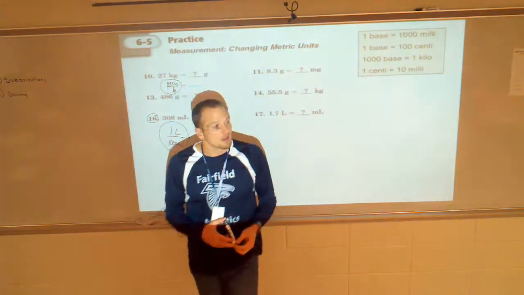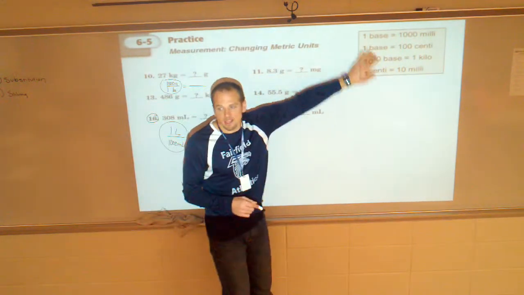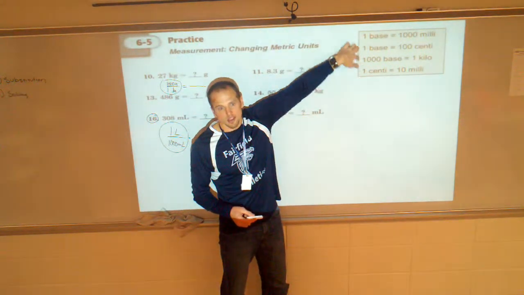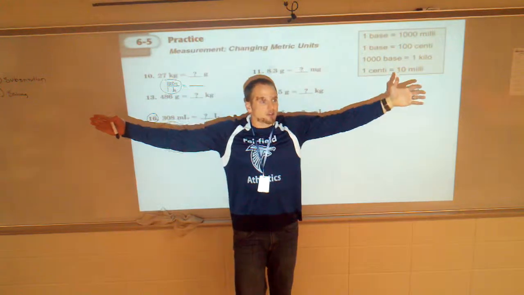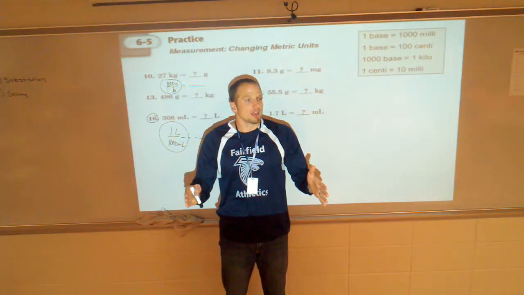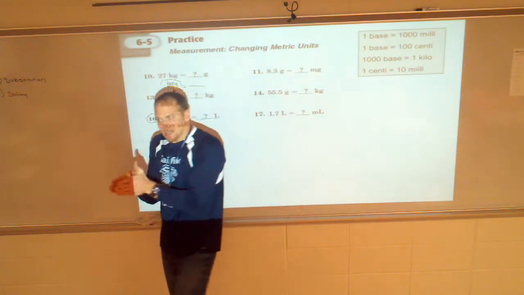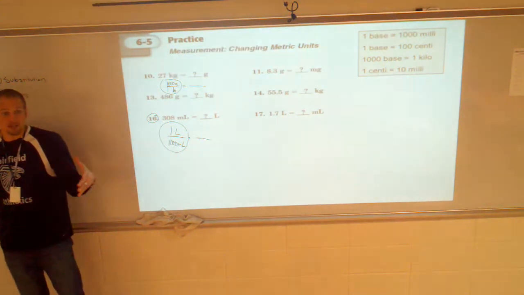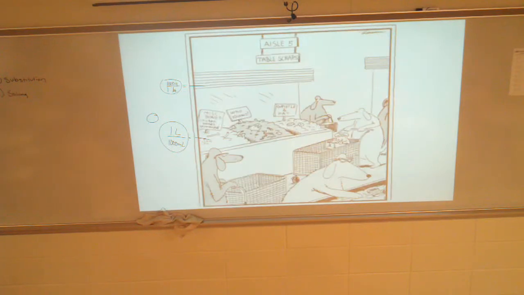How do you know which one? You just have to memorize them. And honestly, this is something that you guys should memorize. You should know that a kilometer is 1,000 meters is 1,000 millimeters. You should know that a milli is 1/1,000th of the base, and that a kilo is 1,000 bases. You should know that.